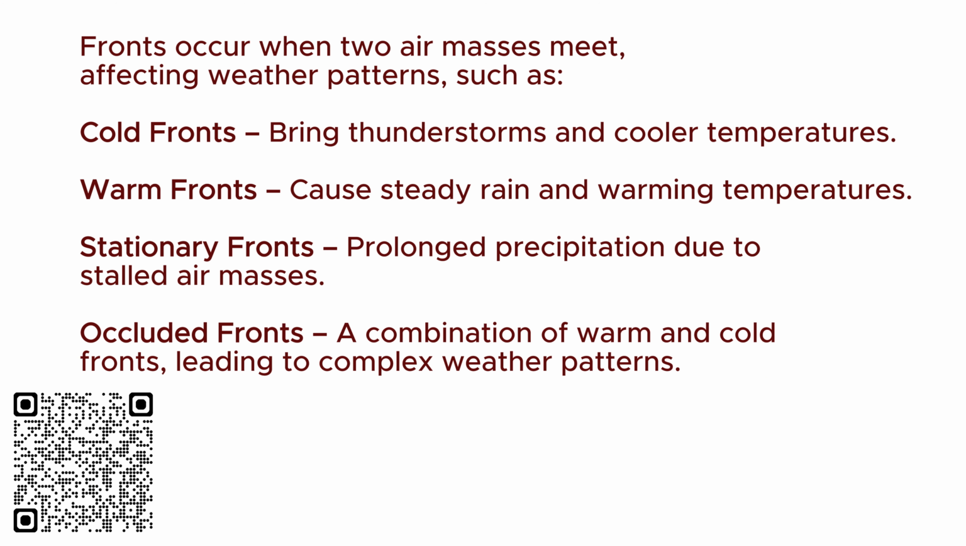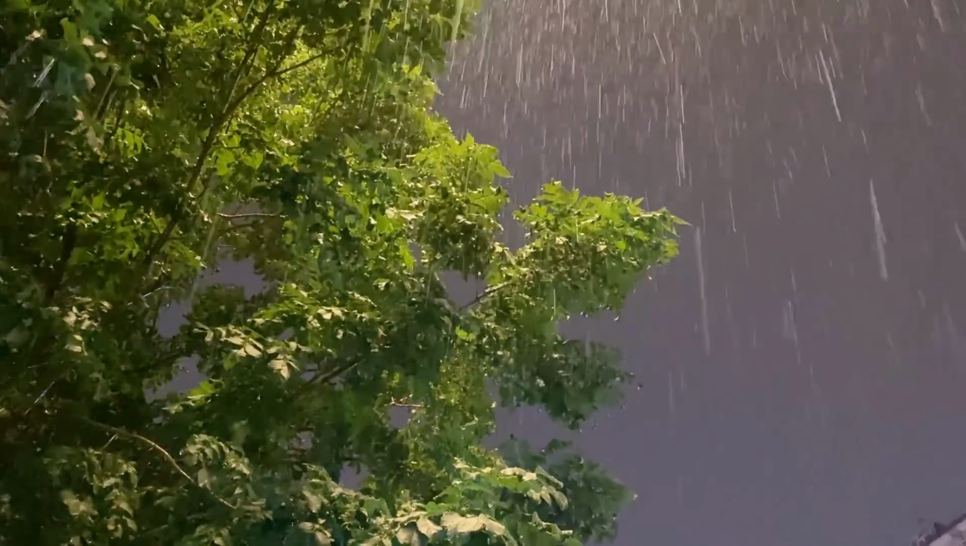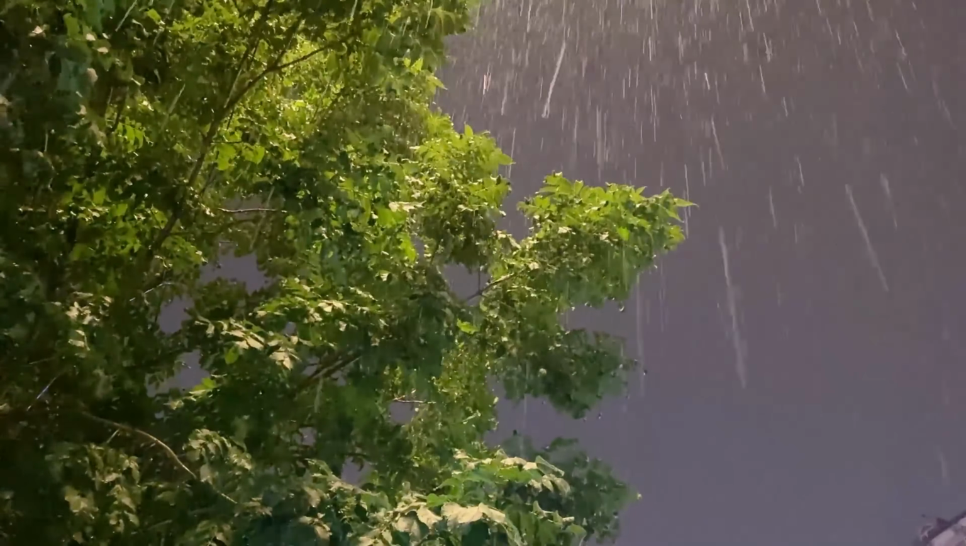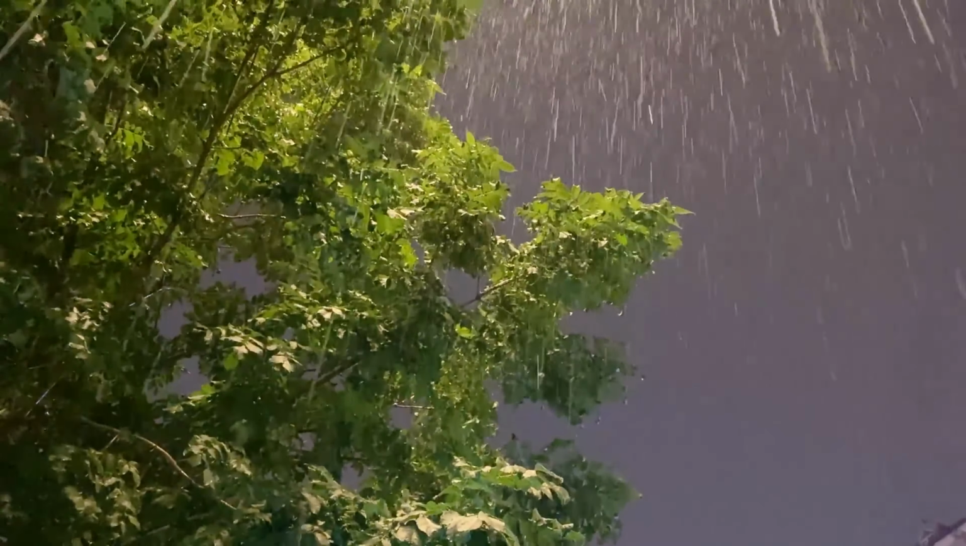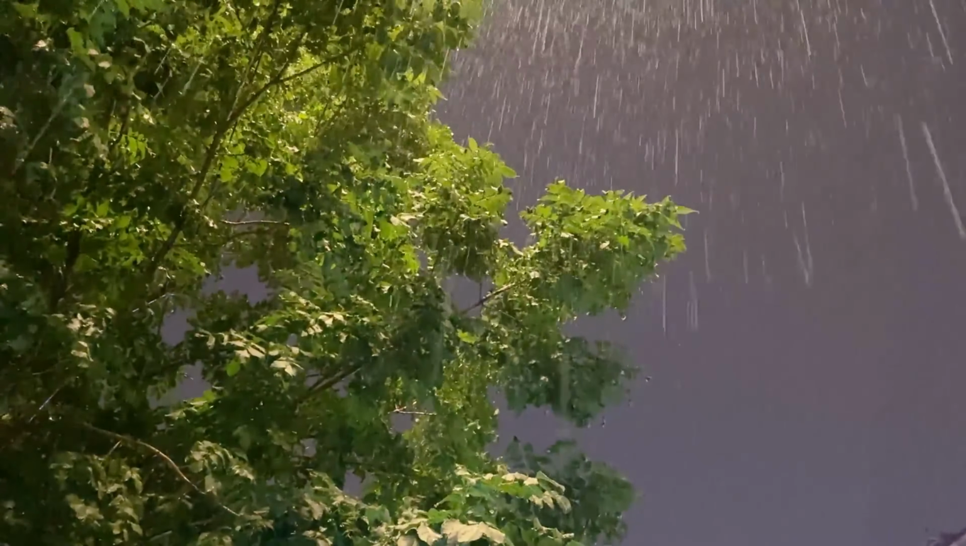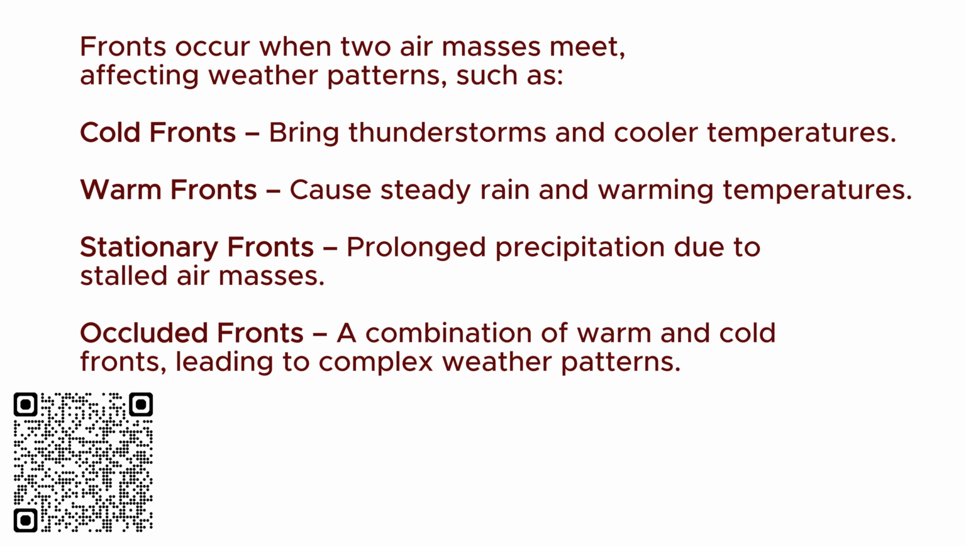An occluded front forms when a cold front overtakes a warm front. So it's like one front chasing down another front. That's a good way to think about it. The weather associated with occluded fronts can be a bit mixed, but often includes precipitation and changing temperatures. So fronts are basically these battlegrounds where different air masses collide and create all sorts of weather for us. Yeah, that's a good analogy.